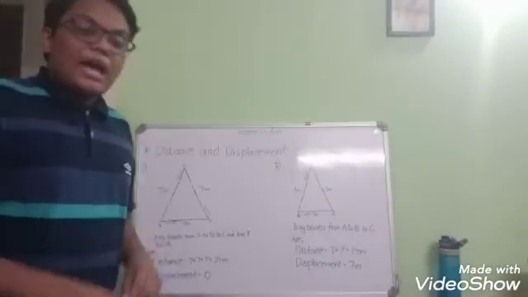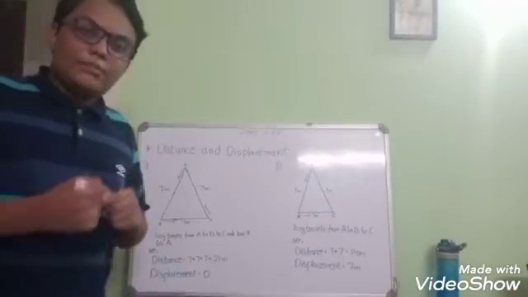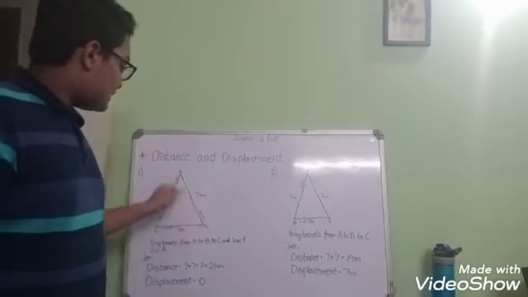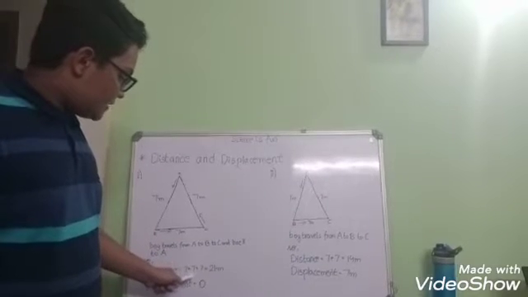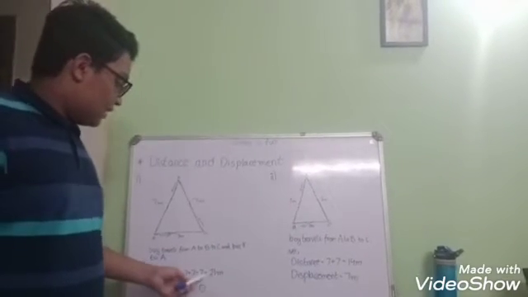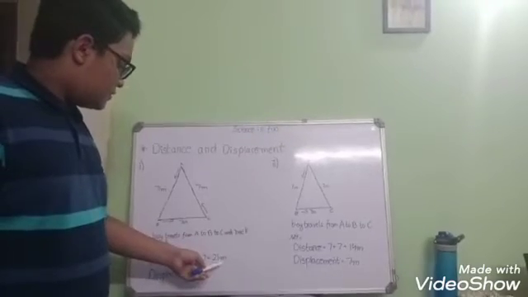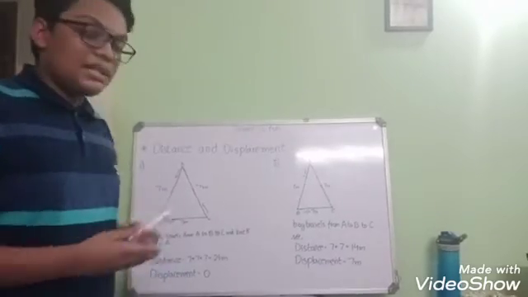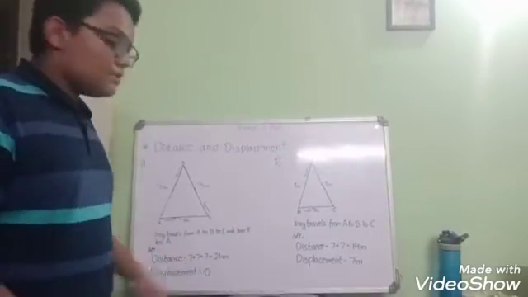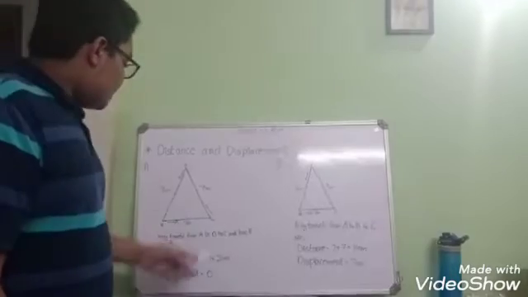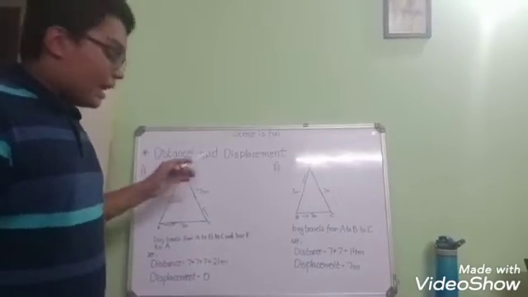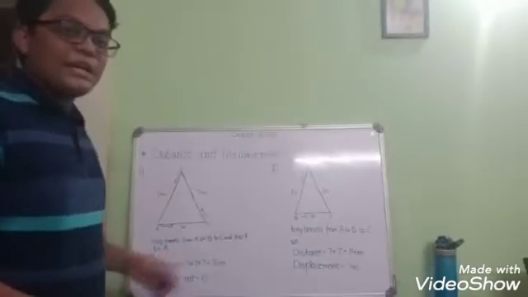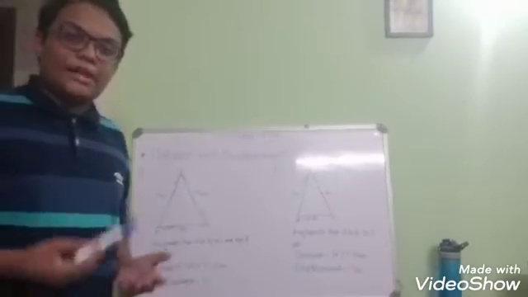So, the distance will be, as distance is the total distance covered by the body, AB plus BC plus CA. That is 7 plus 7 plus 7 or 7 into 3, that is 21 meters. So now the displacement. As displacement is the shortest distance between the initial and the final position of the body, the displacement will be 0 because the initial position of the boy was A and the final position of the boy was also A. So the shortest distance between A and A is 0. That means he doesn't need to move from that place.